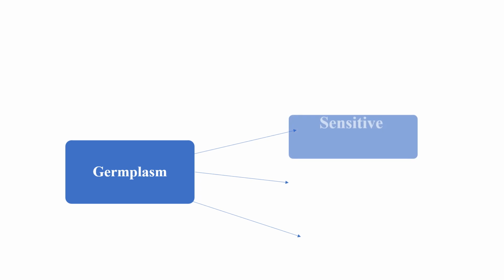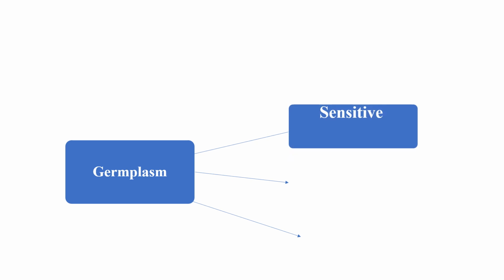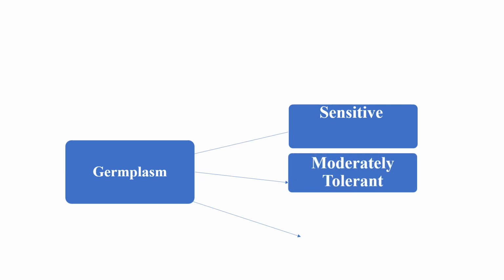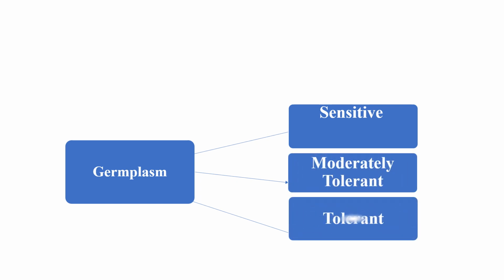So in the first stage, we identify the germplasm, the genotypes of the cultivars that we have, for their sensitivity: sensitive, moderate, and finally tolerant. Even one or two genotypes will help us go for the further analysis. From here we can choose one or two genotypes and use them for RNA sequencing.